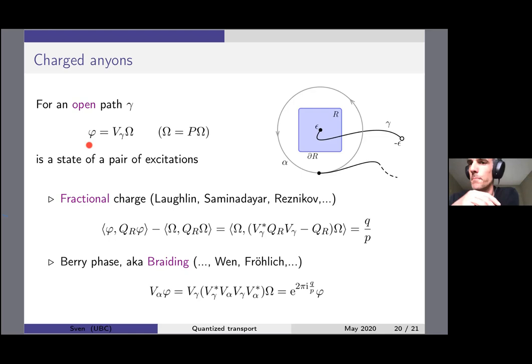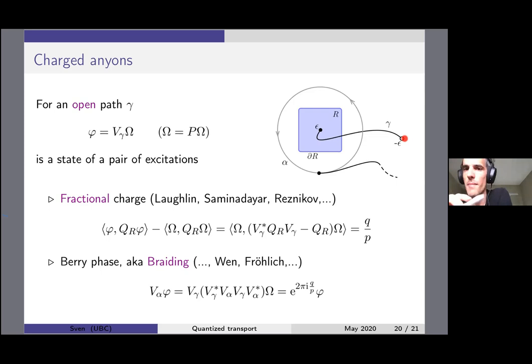This state depends only on the position of the extreme points, because if I took another path, the change between this path and another path would be a closed loop, and closed loops are trivial on the ground state space. So this is really a state of a pair of excitations, one living at one end point and the other at the other end point of the path.